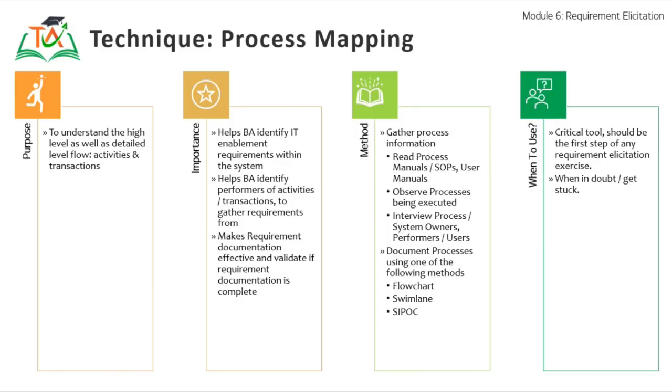Second, it helps the BA identify performers of activities and transactions to gather requirements. So many times, when we have to go for detailed requirement gathering, obviously you need to approach those people who are doing the business process or who are doing those activities and transactions in the current environment. So once you identify the business process, as we will see in our next slides, what business processes are, I'll not address it now because we'll see it in the next slides.